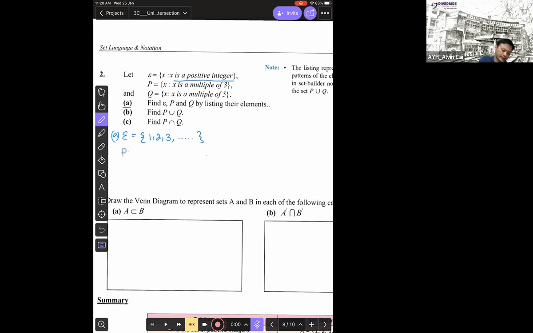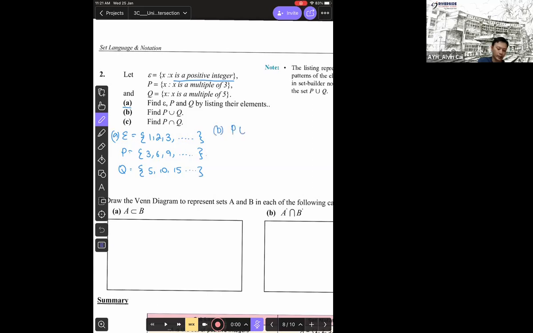Okay, so P is a multiple of 3. So it's 3, 6, 9, dot, dot, dot. And Q is a multiple of 5. So it's 5, 10, 15. So these will be the 3 sets. Then that's for part A.